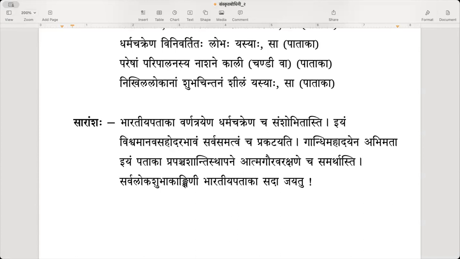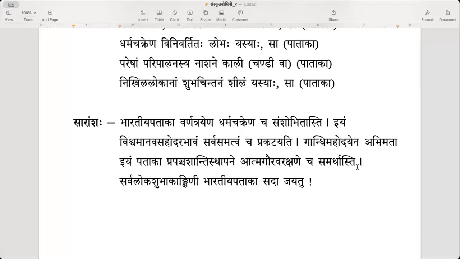Gandhi Mahodayena Abhimata Iyam Pataka. So it has been accepted by Gandhi. And Prapancha Shanti Sthapane Atma Gaurava Rakshane cha Samartha Asti. Samartha, it is capable of Sthapanam, establishing world peace, Prapancha Shanti, and Atma Gaurava Rakshanam, protection of self-respect.